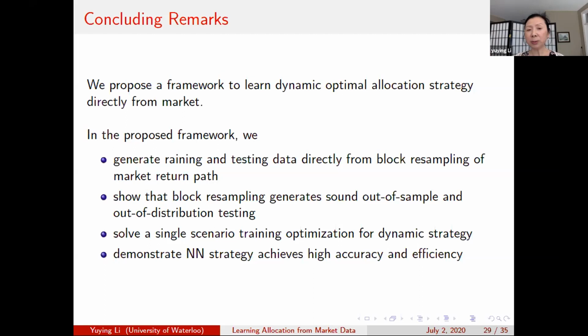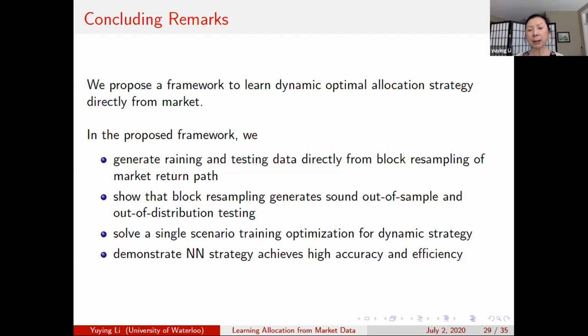And this problem is by no means easy. It's difficult both from a modeling perspective and the computational perspective. And the way we approach this problem is by using a learning-directly-from-the-data approach, not making any assumptions. In particular, we augment the single market data return path using a block resampling technique.